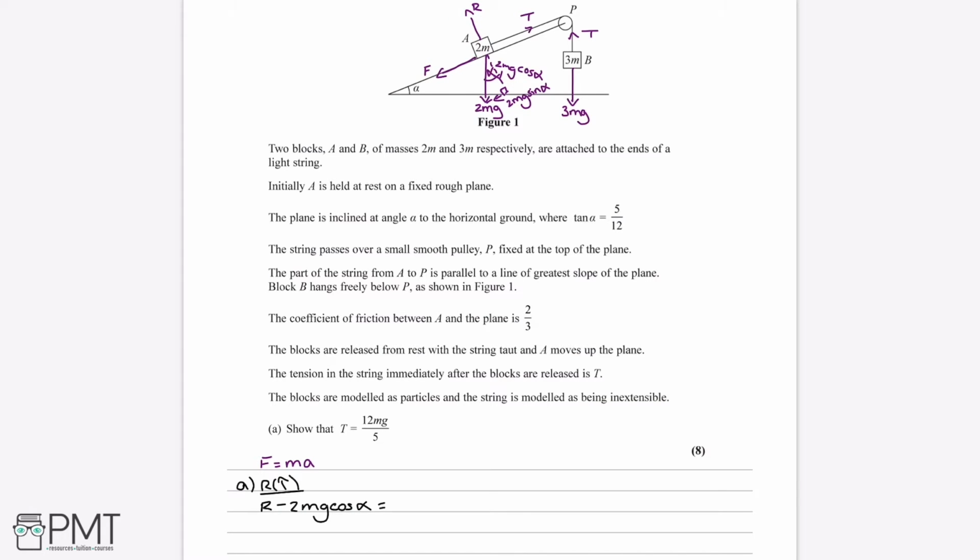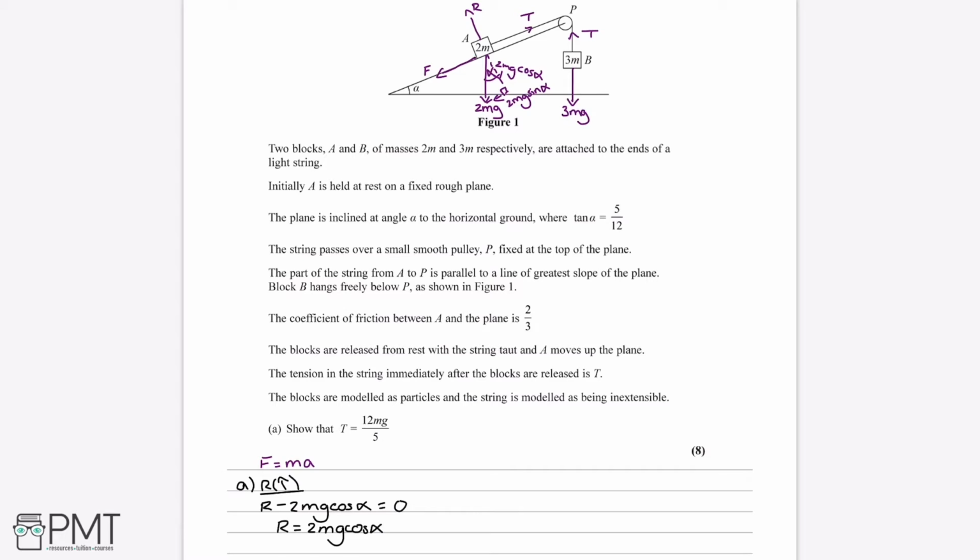And so if this is our force, we know that the mass of A is 2m. However, we know that the acceleration moving in this direction is 0 because the block is not moving upwards and to the left. And so m times a is 2m multiplied by 0, which is 0. So then if we add 2mg cos alpha to both sides, we know that the reaction force on A is equal to 2mg cos alpha.